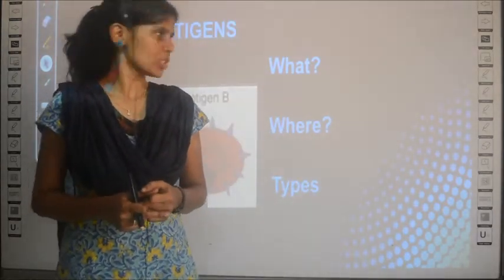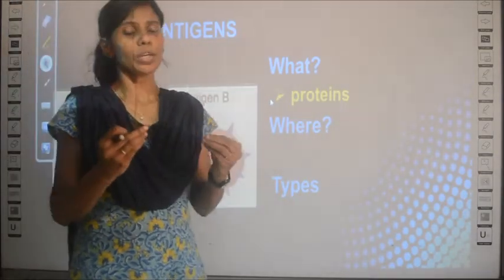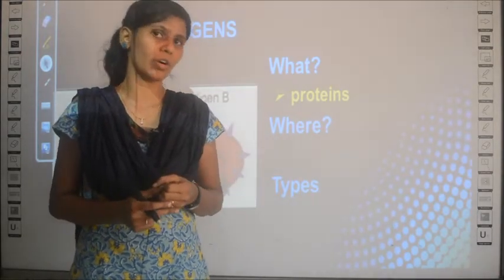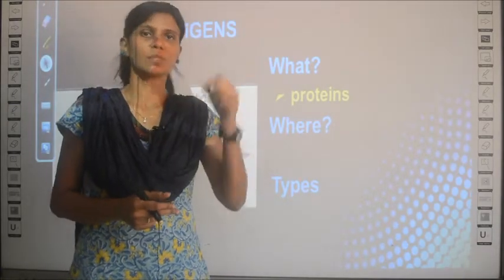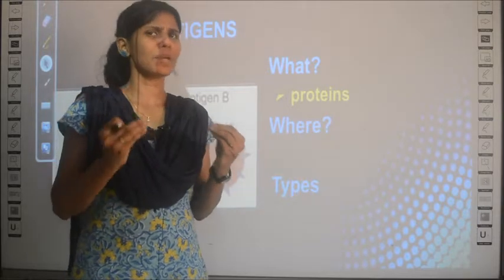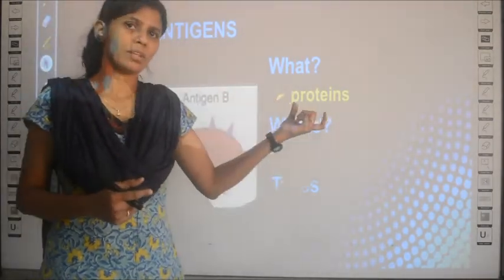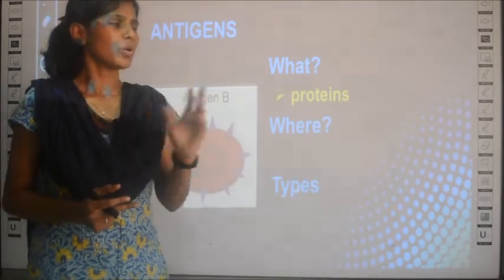What is an antigen? Antigens are proteins. You have many proteins in your body. For example, even your hair is made up of a protein. Every part of your body is made up of different types of proteins. Similarly, this antigen is also a protein.